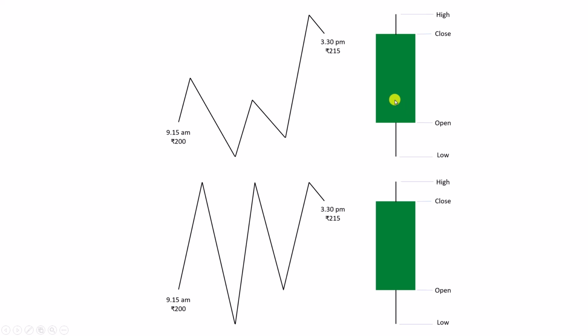Now how do we come to know if the price had taken this path or this path or any other path leading to this particular shape? To know that, we have to go to lower time frames. Okay? Now, let me give the same example with a red candlestick.